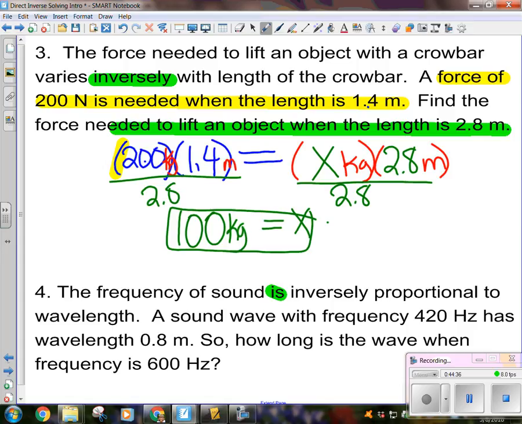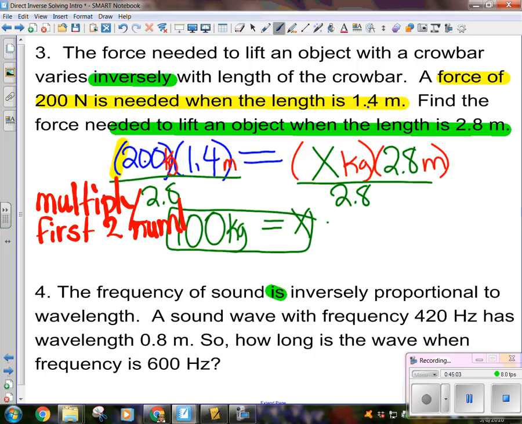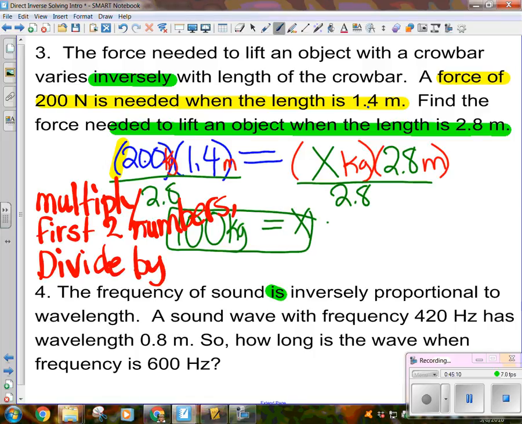Does everybody understand? Write this down. You're going to love this. I promise you. You're going to love it. All right. This is the shortcut to inverse. The students last year told me this was easier than direct. Multiply the first two numbers, divide by the next number.